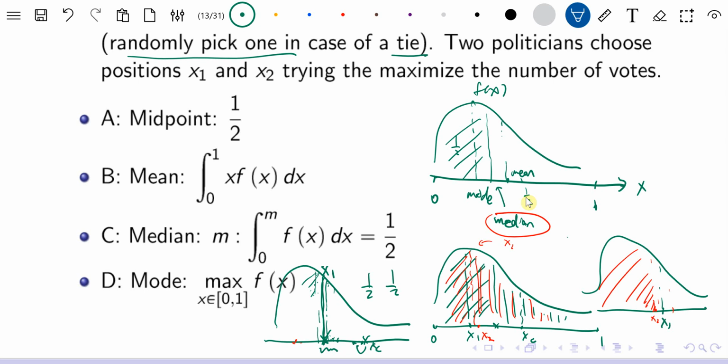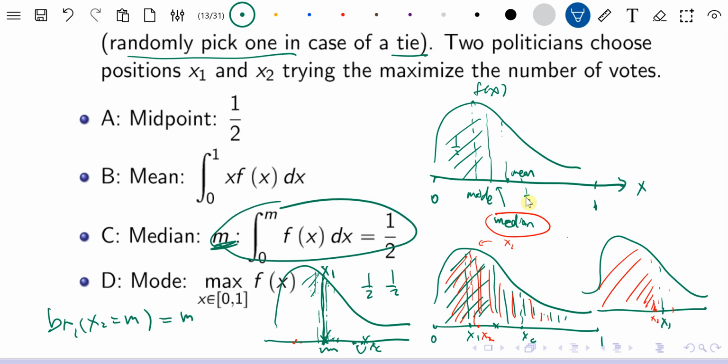So the best response, the way to write this down, is the best response of the first politician given the second politician is picking the median. Let's say this median is m. The best response of player two, politician two, given x1 is playing m, is also m. So it's a mutual best response. So both of them picking m will be a Nash equilibrium.